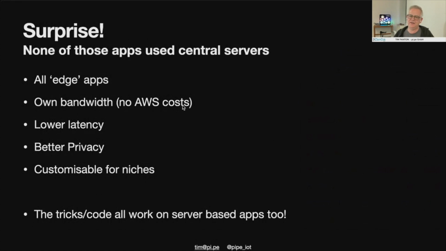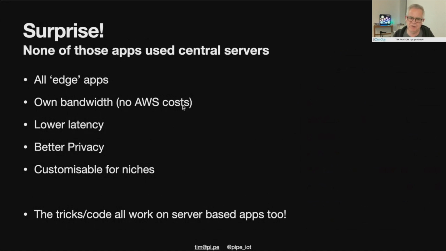And actually, it turns out that that was true for all of the apps that I've just shown you. Not a one of them had a central server. They were all edge-based apps using their own bandwidth at the edge. And so I don't hit AWS costs or anything like that, which allowed me to experiment freely.